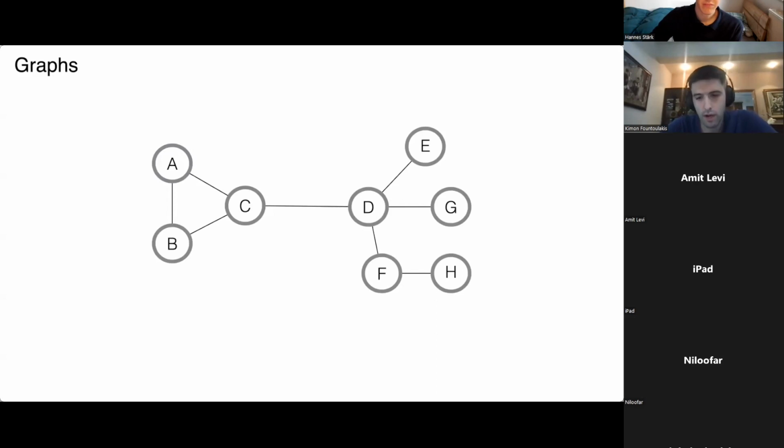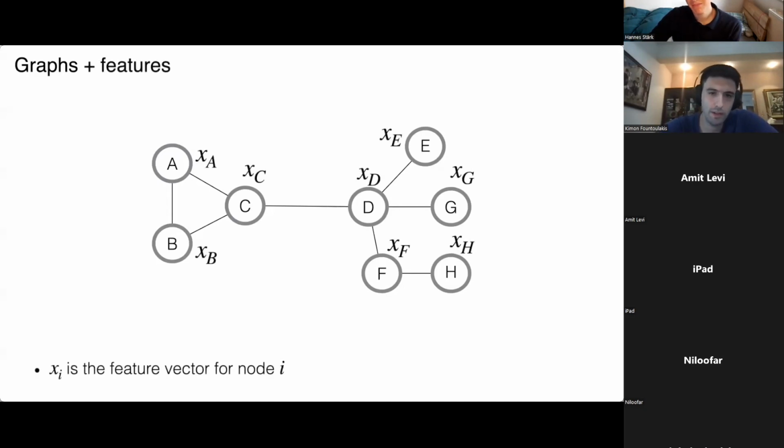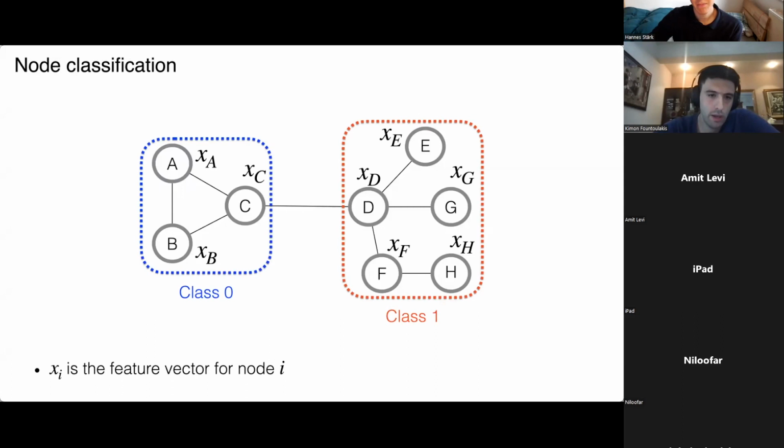Okay, so we start with graphs. I guess everybody knows what a graph is. We have nodes, we have edges. But in addition to the graph, we also have features. Every node has its own feature vector, which is denoted here by x_i. The problem that we're interested in is node classification, given both the graph and the features.